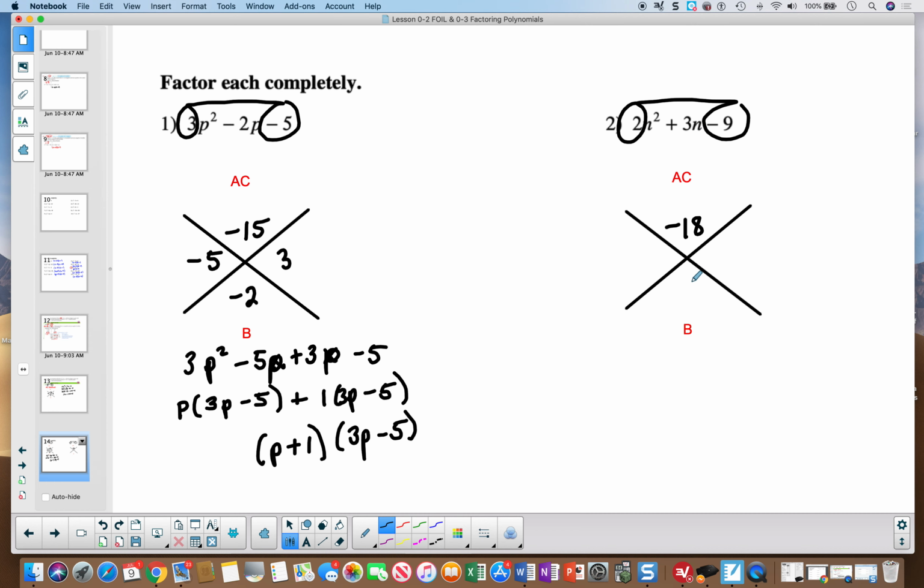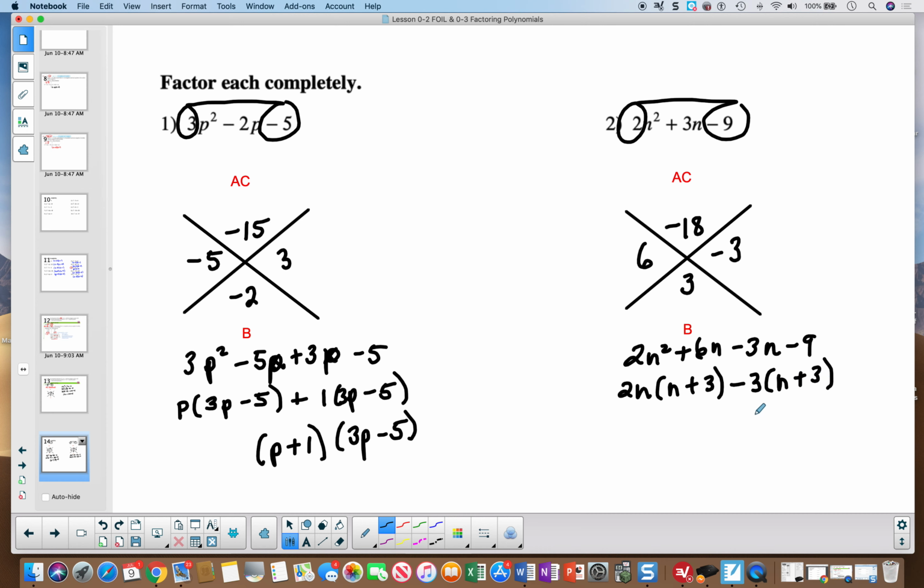I know I want the factors to add up to 3. So I know I want a big number like a positive 6 and negative 3. We'll make negative 18, and their sum will be that. So then this is going to be 2n squared plus 6n minus 3n minus 9. Greatest common factor, 2n, and plus 3 minus 3, so then this is n plus 3, and I see my common factor n plus 3, and then when I factor it, I get my other binomial, and this is complete.